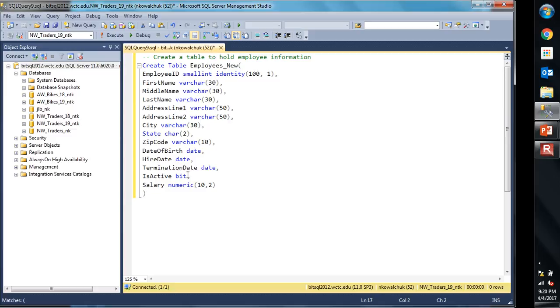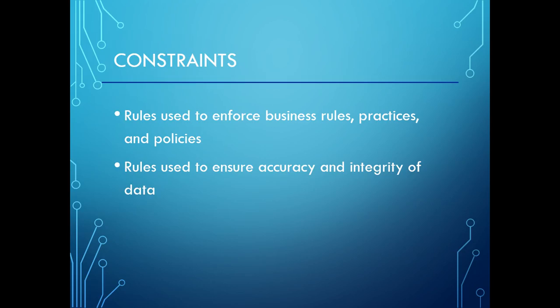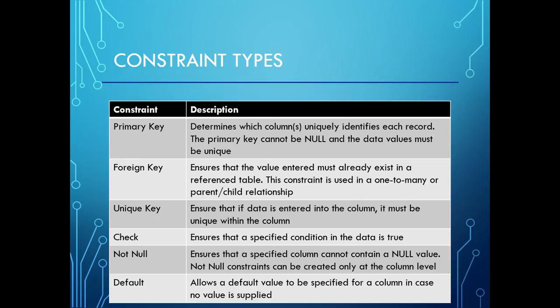But before we go ahead and create this table, we need to talk about constraints. Constraints are rules that are used to enforce business rules, practices, or policies. They also ensure accuracy and integrity of data. So the constraint types we have are a primary key constraint. That tells us which column or columns uniquely identifies each record in the table. You cannot put a null value in any primary key column, and the data must be unique.